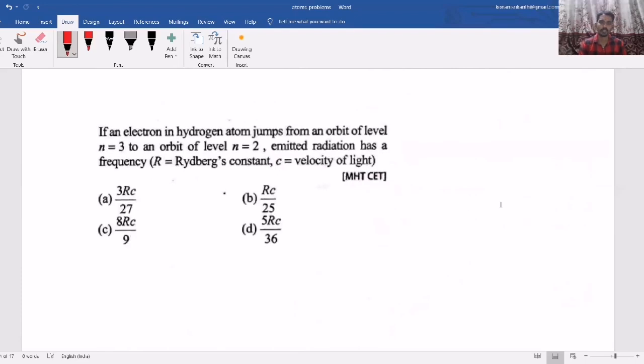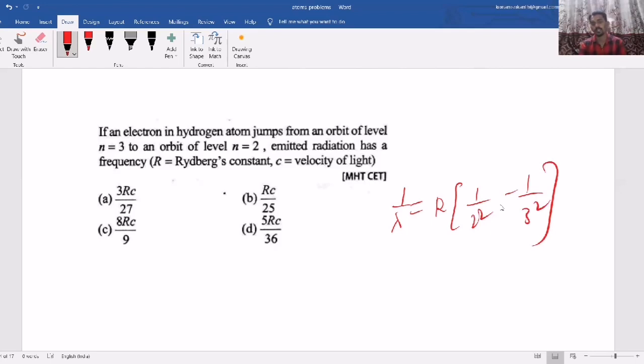Now, one more question. If an electron in a hydrogen atom jumps from an orbit of level n equal to 3 to an orbit of level n equal to 2, the emitted radiation has a frequency. So they are asking frequency. First you find 1 by lambda. 1 by lambda is R into 1 by n1 square, that is 2 square, minus 1 by n2 square, that is 3 square.